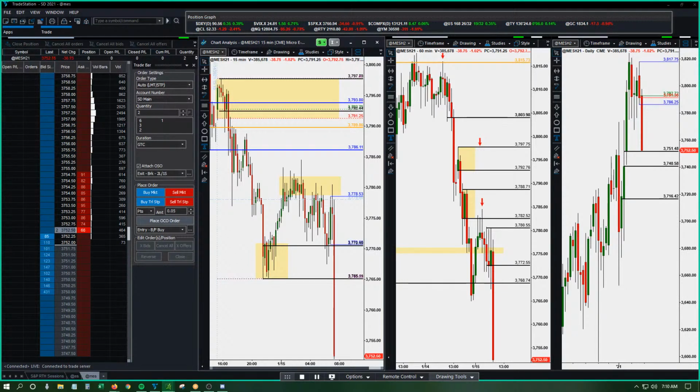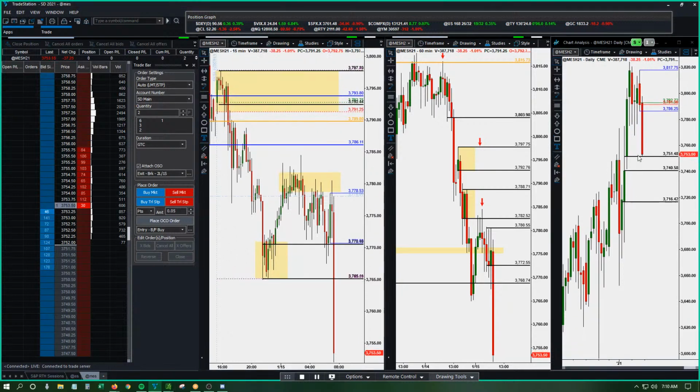NASDAQ down 95. That guy's pulling back too. VIX is up 6% now. 5150 is very close to getting hit on this daily.